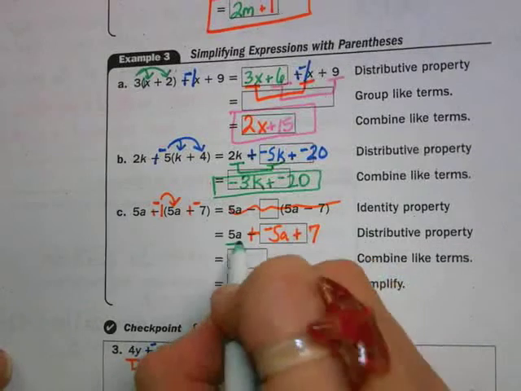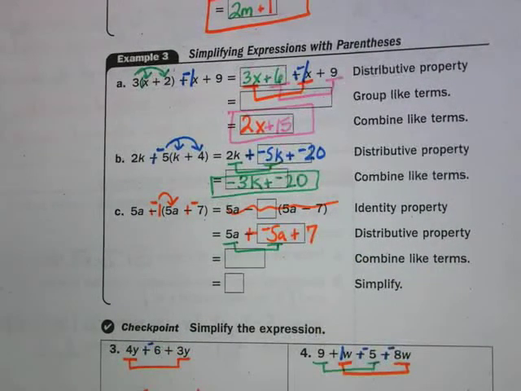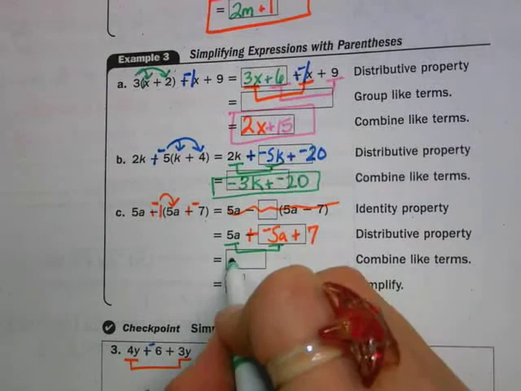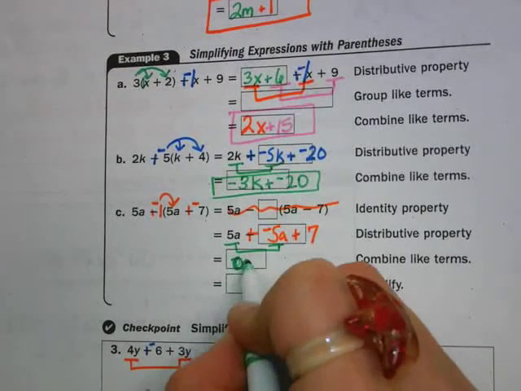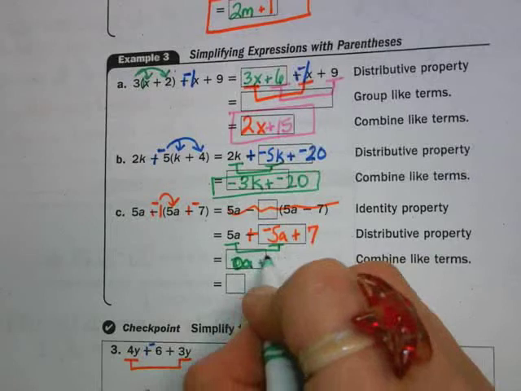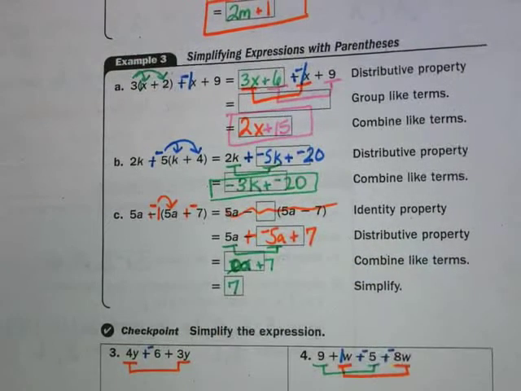So 5a and negative 5a, they make 0a. So I don't even write it. 0 times anything is 0. It's gone. I'm going to write it here just to tell you that that's what it is. 0a. Ooh, what a mess. 0a plus 7. I don't need the 0a. I just need 7. So that one actually simplified to 7.